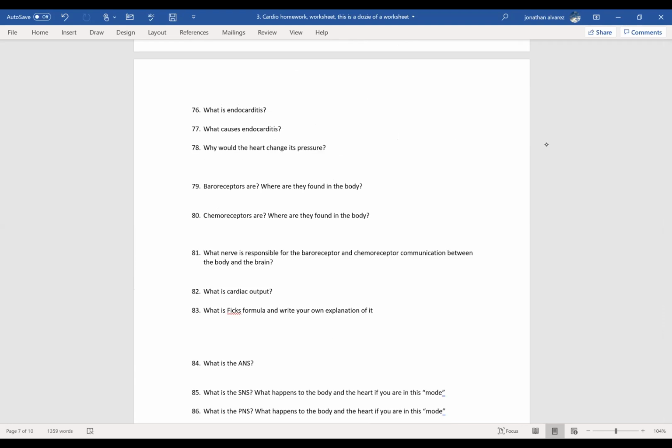Okay, why would the heart change its pressure? Well, it's going to depend on the circumstances, right? So for example, if you're exercising, you want it to change its pressure. If you're laying down sleeping, you want the pressure to go down, right? So the heart changes its pressure to keep you in homeostasis. So if you start exercising and your pressure doesn't change, you're probably going to pass out, right? You're exercising, you're running, and the heart stays at rest. Yeah, you won't make it. Okay, so the pressure and all that has to change.